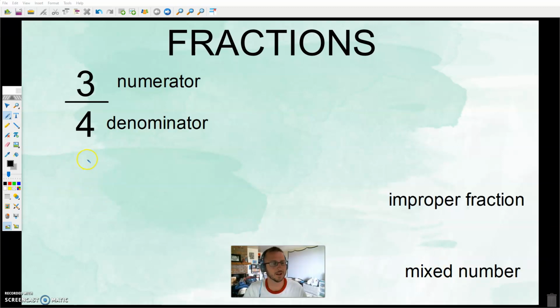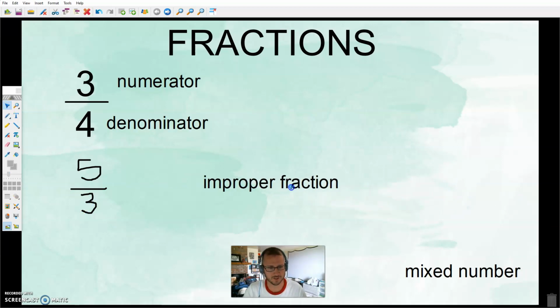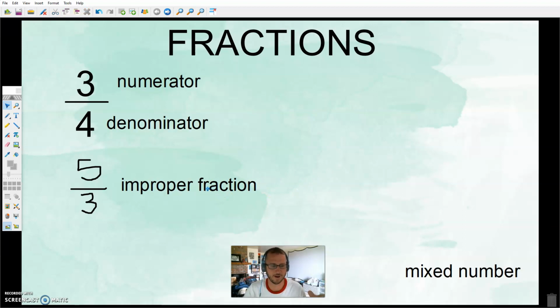Let's say I have a fraction that is 5 over 3. This is what we would consider an improper fraction because 5 is bigger than 3. So if my top number is bigger than my bottom number, it's what we call an improper fraction. Now, a mixed number, on the other hand, is when we have a whole number and a fraction. So it mixes the whole number with the fraction.